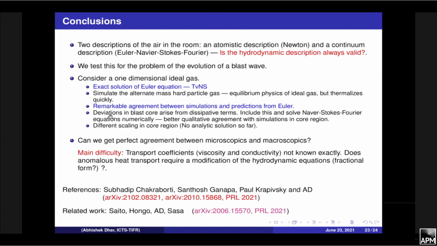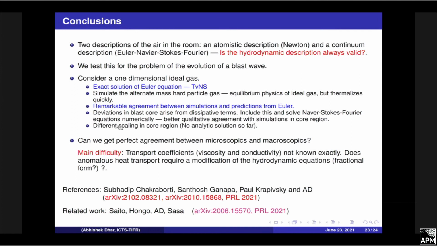And then we find deviations from the Euler description in the core of the blast, where we understand this is arising from heat conduction, which has to be included in the description.